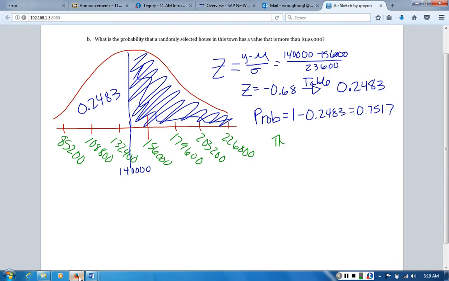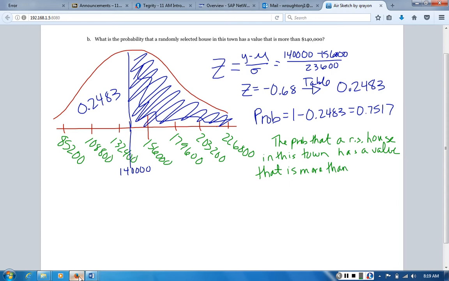Finally interpreting it, we can say the probability that a randomly selected house in this town has a value that is more than 140,000 is 0.7517 or 75.17%.